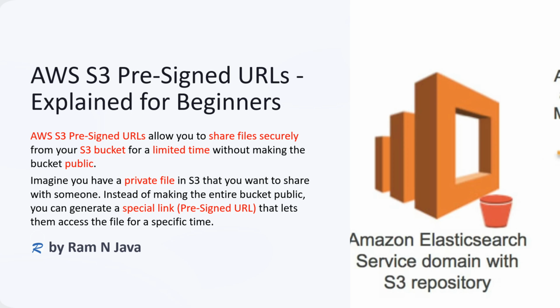In this video tutorial, I will explain AWS S3 Pre-Signed URLs. AWS S3 Pre-Signed URLs allow you to share files securely from your S3 bucket for a limited time without making the bucket public. Imagine you have a private file in the S3 bucket that you want to share with someone. Instead of making the entire bucket public, you can generate a special link, which is nothing but a pre-signed URL, that lets them access the file for a specific time.